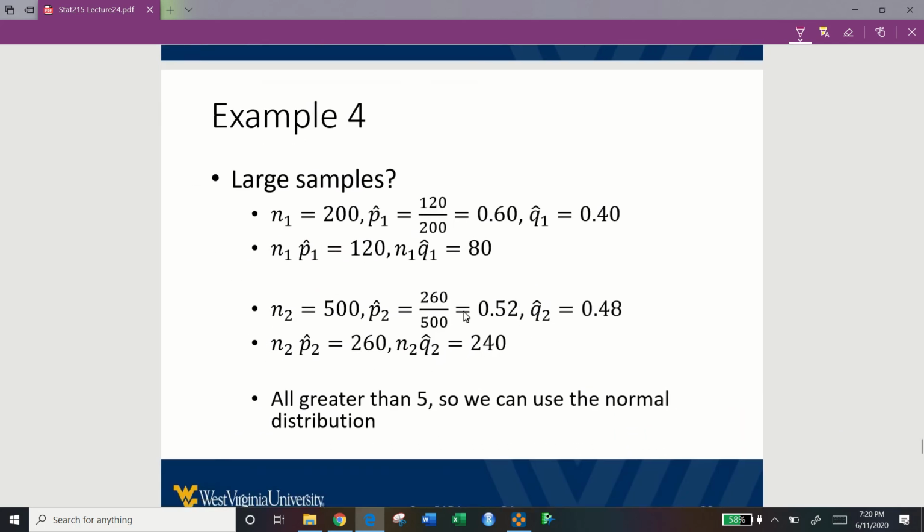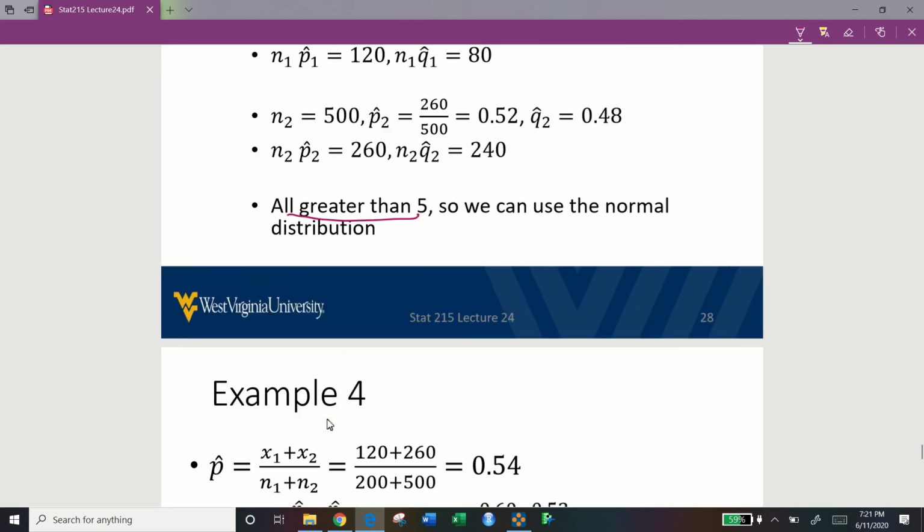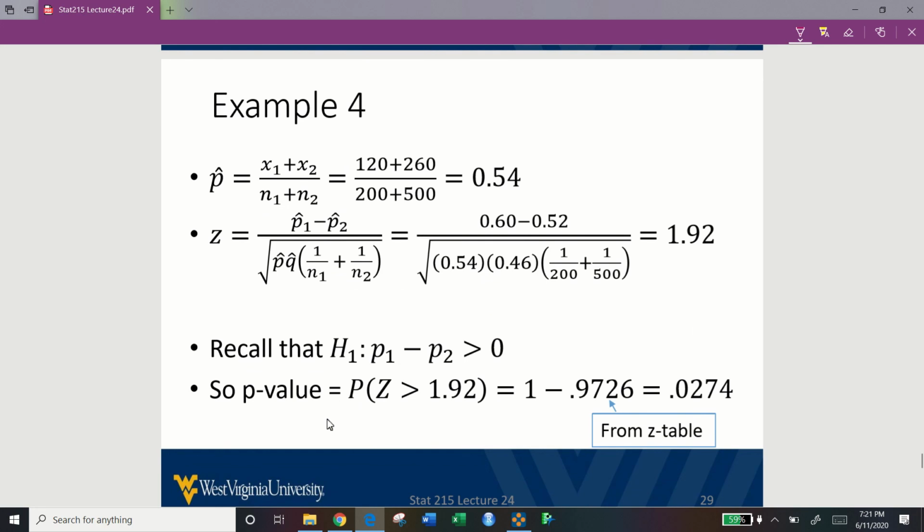Now, we need to check our assumptions. Are we dealing with a large sample? Checking our assumptions, we can see that all are greater than 5. So we can go ahead and use our normal distribution. Let's begin by calculating our p hat value so we can go ahead and calculate our test statistic. Recall our p hat is equal to x1 plus x2 over n1 plus n2. This will give us a p hat value of 0.54 and therefore a q hat value of 0.46.